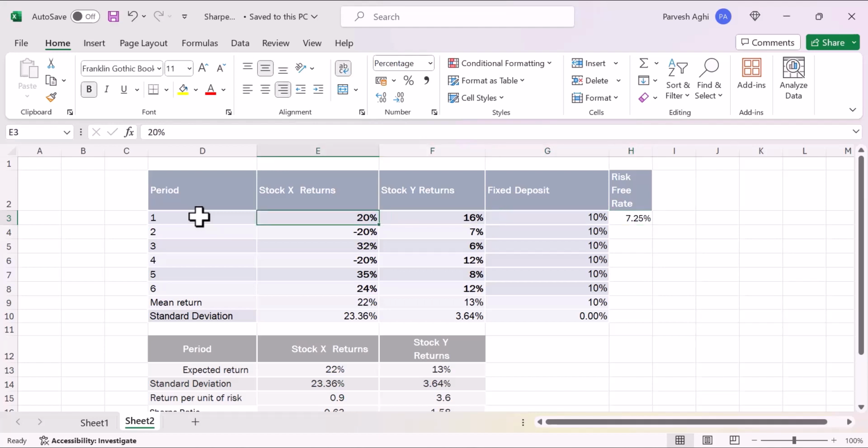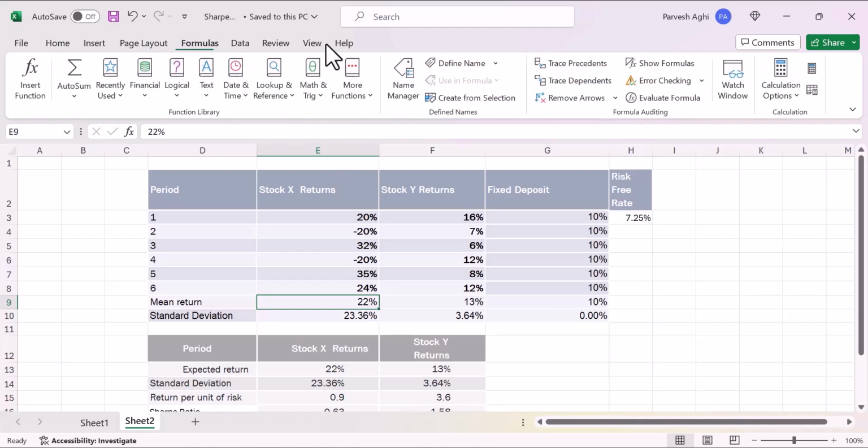Now let's come back to stock X and stock Y. Now stock Y, these are the years: year 1, year 2, year 3, year 4, year 5, year 6. This is the return the stock has given. First year 20% positive. Next year 20% negative, so it can go up and down. Next year 32% up. Then 20% down. Then 5% up. Then 24% up. The mean return is 22%. The mean of everything is 22%. Fine, so I've calculated the mean. So if you look at the formula.